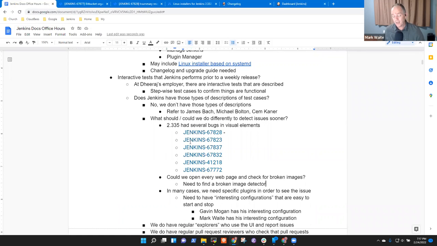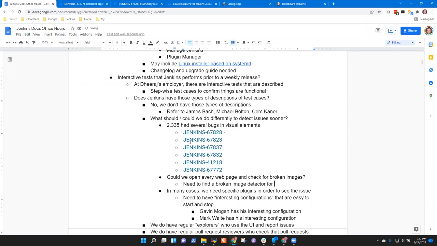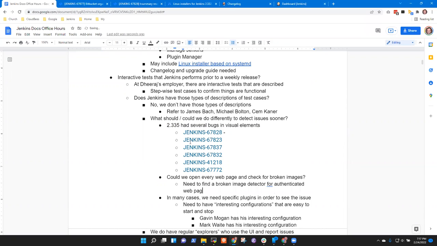So back to, if we could find a program that would walk through an authenticated website and report to us all the broken images, that might have been a really dramatic improvement for this. I don't yet know of such a program, but I suspect they exist. Makes sense. Okay. Would there be a way to characterize the plugins, what the background was of this? Because I'm thinking if we have to check against every possible combination of plugins that you could install, that's a very large number. And it certainly is.